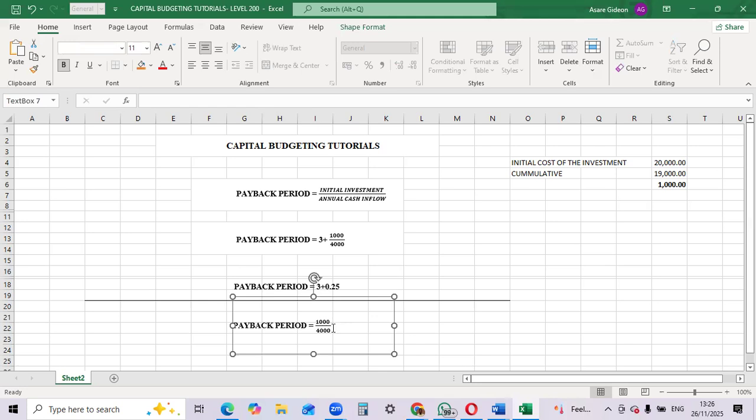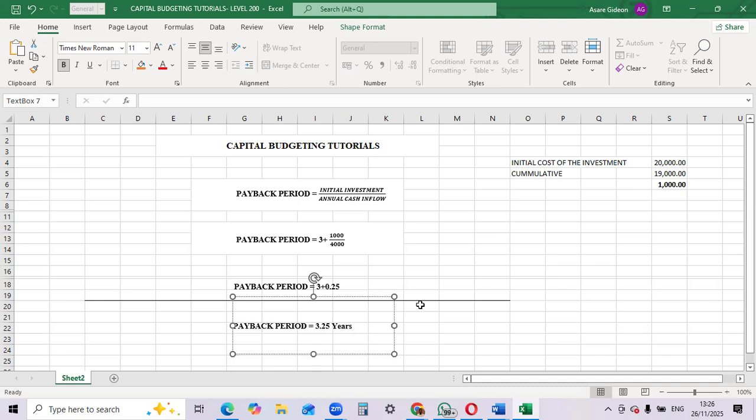So in other words, the payback period is 3.25 years. Yeah, that is how we are going to pronounce it. Okay, 3.25 years. Or we have another step. We can decide to multiply the 0.25 by 12 so that we can leave it in months. So in that regard, you are going to say that 3 years, so and so months. Are you getting it? So now let's do that.